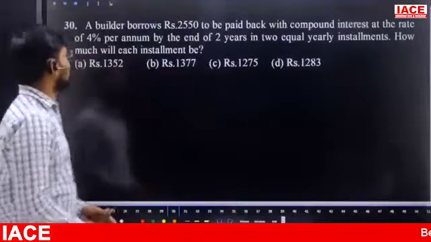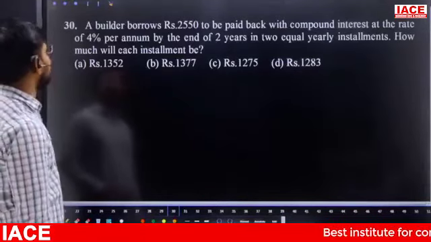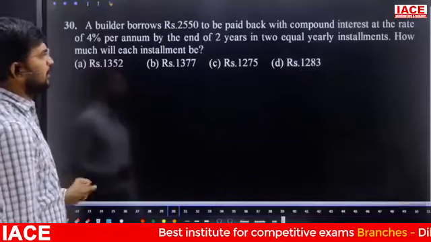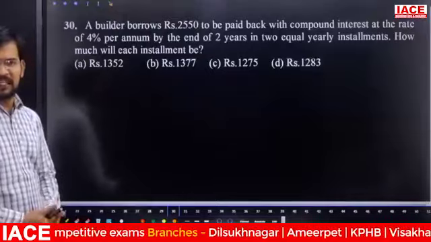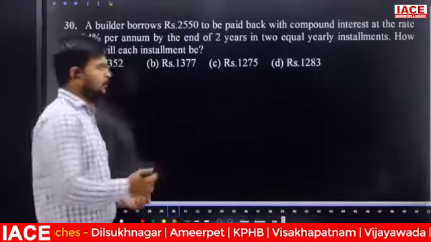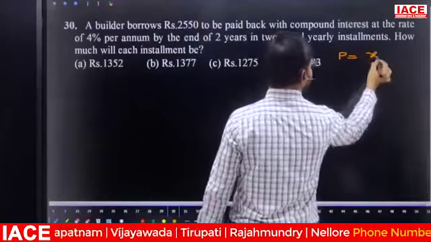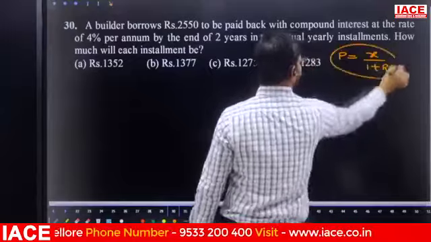So see the next question. A builder borrows 2,550 to be paid back with compound interest at the rate of 4% per annum by the end of 2 years in 2 equal yearly installments. How much will each installment be? I already explained in the previous class compound interest installments. So P is equal to x by 1 plus r percentage. Just remember this format.